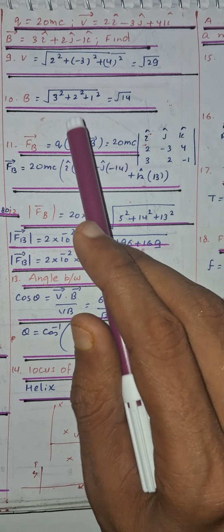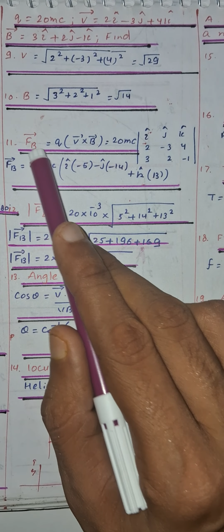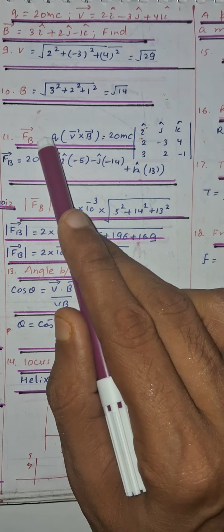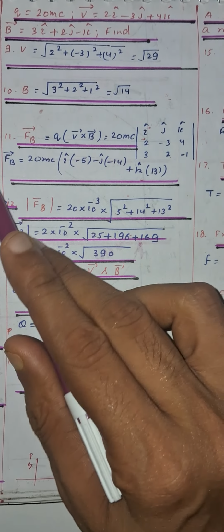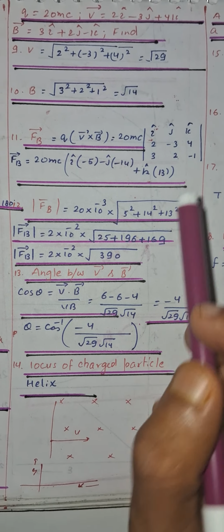So I was just discussing the worksheet on magnetic field. Here, the magnetic force can be found using q v cross B, and after substituting the values we have this expression for the magnetic field.